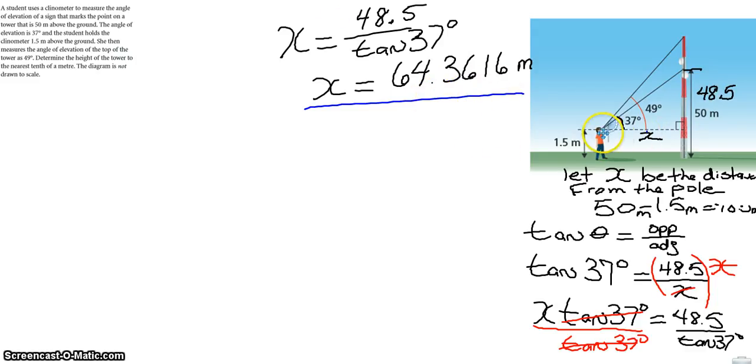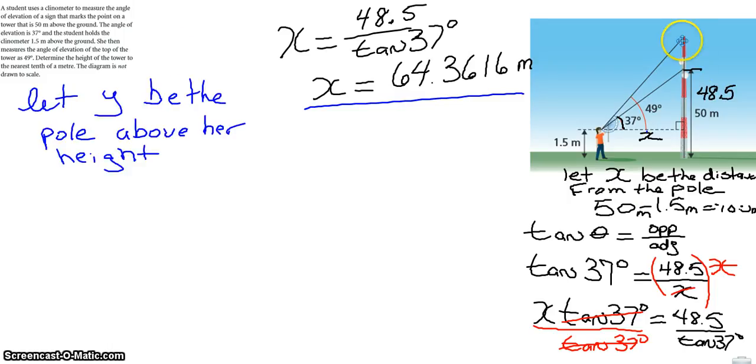Cool. Now we can see that this x, this base, is equal in both the smaller and the larger triangles. So we've got the bigger triangle and the smaller triangle, and x is the same in both. What we want to do now is figure out how tall the larger triangle is. We'll call that y, and we'll say let y be the height of the pole above her height. So everything above her height is called y. For visual reference, it's marked in blue, all the way up to the top. We're also going to use the angle that is 49 degrees.